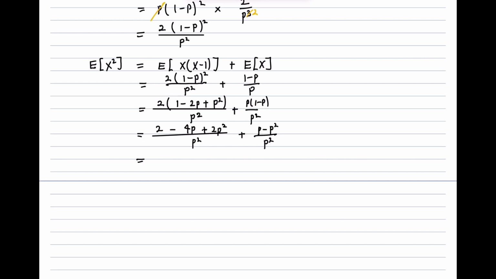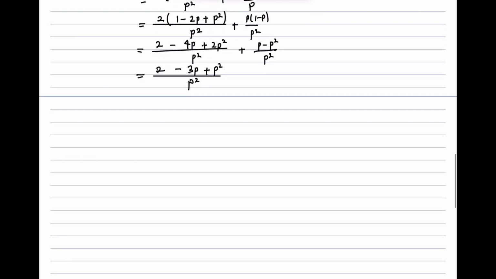And finally, what we can notice here is the 2. There's no terms to collect with the 2, so we've got 2 still. We've got a minus 4p here and a plus p here. That gives us minus 3p. And then finally, we've got a 2 plus 2p squared and a minus p squared here. That gives us a plus p squared, and so we can put that all over p squared still. And now we have an expression for the second moment.